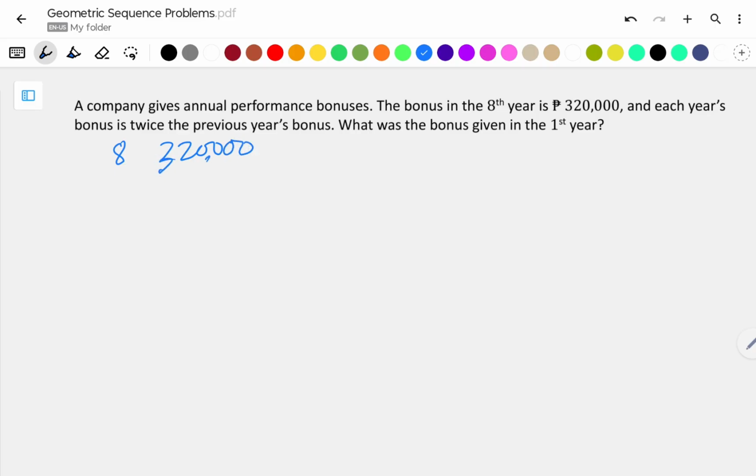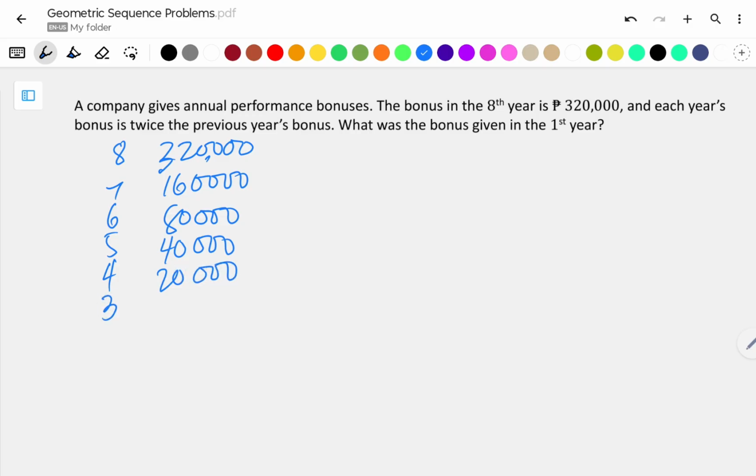320,000. So it is twice. So on the 7th year, it's just 160,000. On the 6th year, it's just 80,000. On the 5th year, 40,000. On the 4th year, 20,000. On the 3rd year, 10,000. On the 2nd year, 5,000. So on the first year, 2,500.